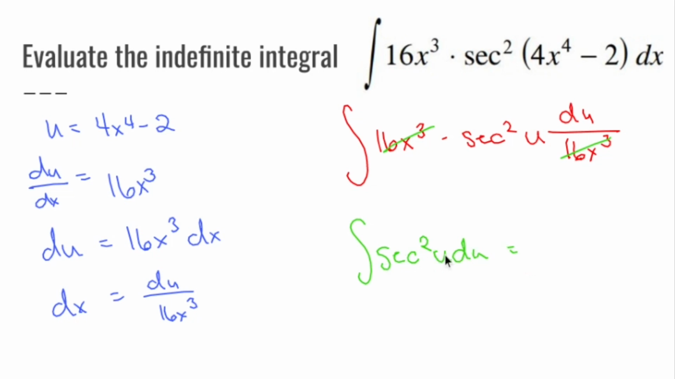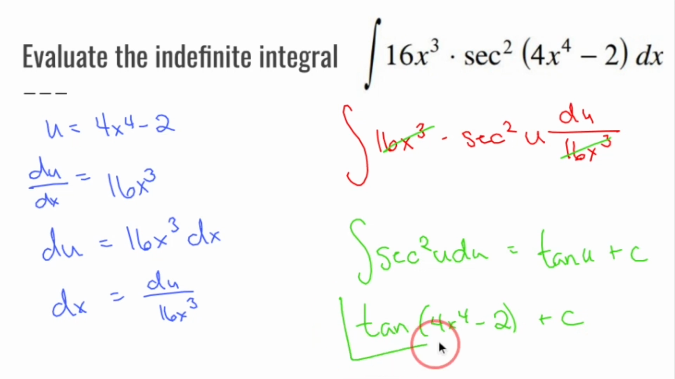The integral of secant squared stuff is tangent stuff. So regular old tangent u plus c. Can't circle it because the original problem didn't have u in it. I called u 4x to the fourth minus 2, so I have to rewrite this out and say tan of 4x to the 4 minus 2 plus that arbitrary constant. Another U substitution problem down.